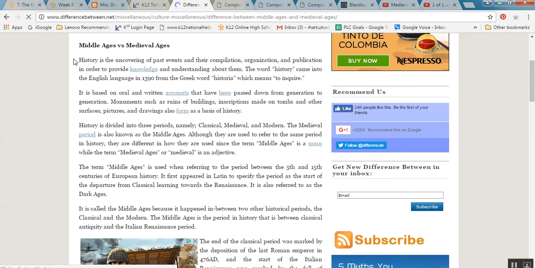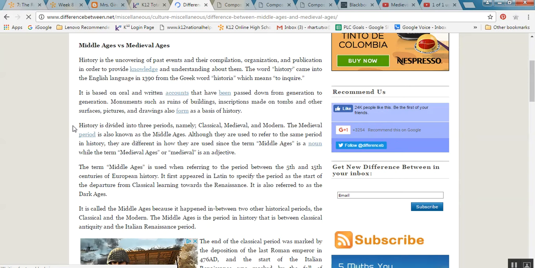History is the uncovering of past events and their compilation, organization, and publication in order to provide knowledge and understanding about them. The word history came into the English language in 1390 from the Greek word historia, which means to inquire. It is based on oral and written accounts that have been passed down from generation to generation. Monuments, such as ruins of buildings, inscriptions made on tombs and other surfaces, pictures, and drawings also form a basis of history. History is divided into three periods, namely classical, medieval, and modern.